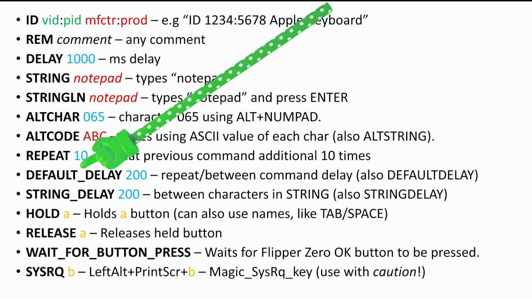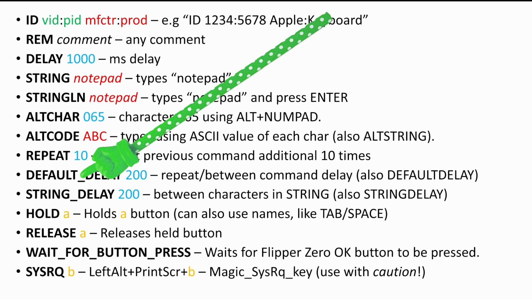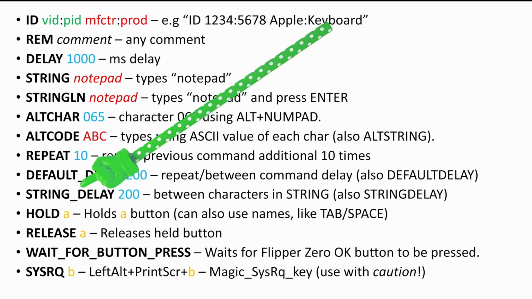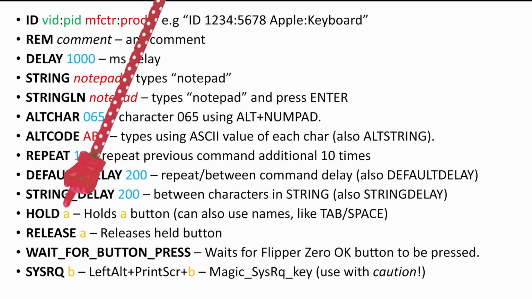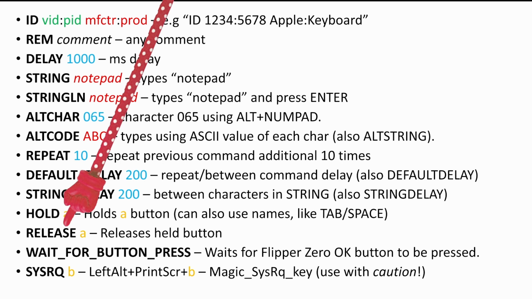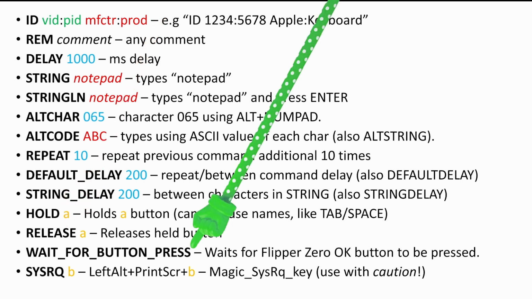DEFAULT_DELAY specifies the delay between commands, and STRING_DELAY adds time between each character within the string it's typing. HOLD followed by the button presses a button down and doesn't release it. On the next slide, we'll look at the various button names you can use. RELEASE releases a button. WAIT_FOR_BUTTON_PRESS shows a message on the Flipper Zero and pauses your script until a button on the Flipper Zero is pressed.